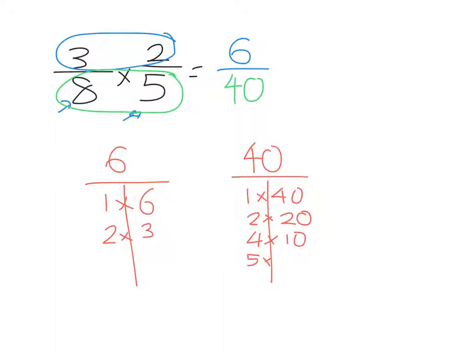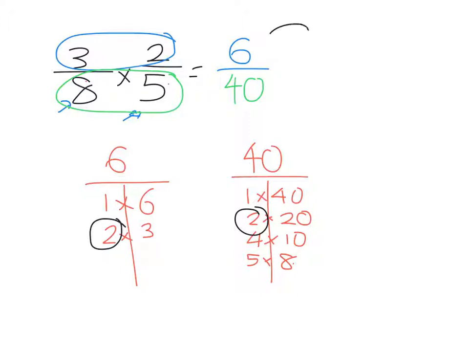5 times... Oh, it's right here, guys. 5 times 8. 6, no. 7, no. 8 is here already. 9, no. 10 is already there. So I have all my factors. Now the biggest factor that they have in common, well, 1 they have in common, but the biggest one they have in common is 2.